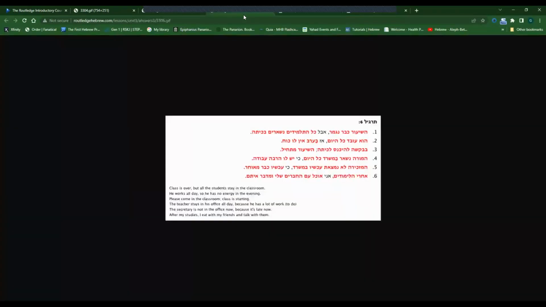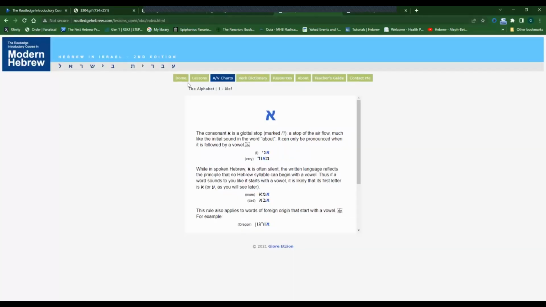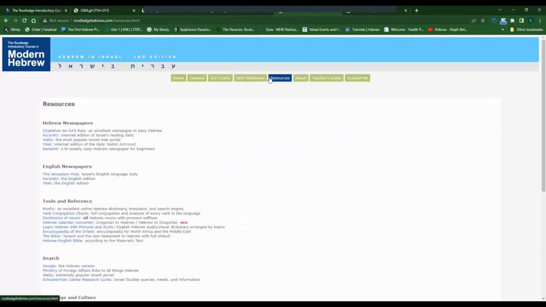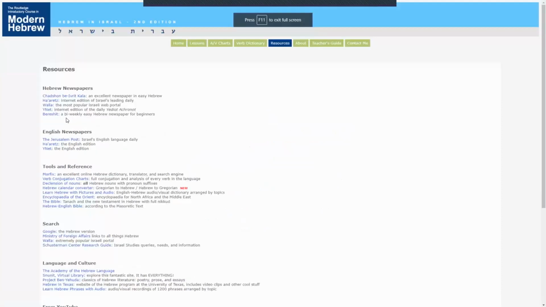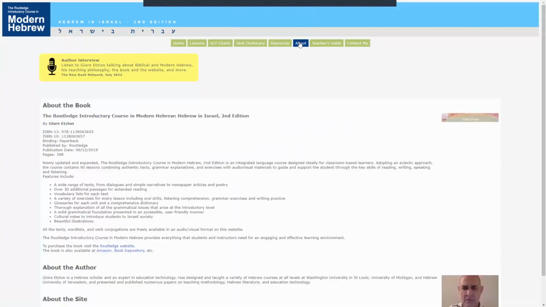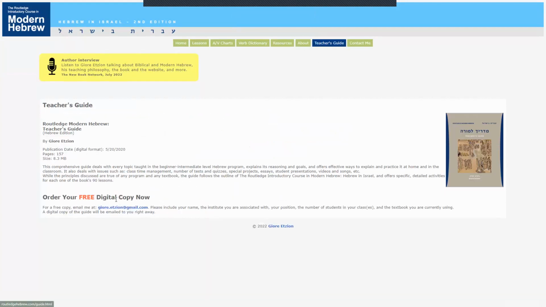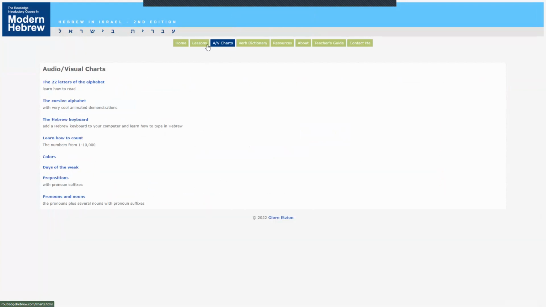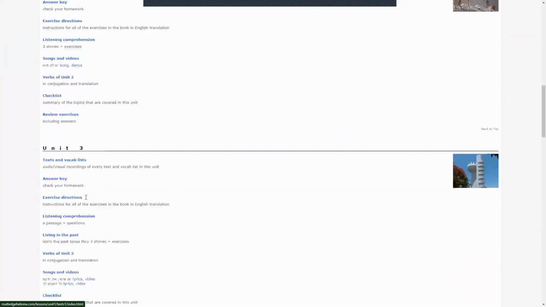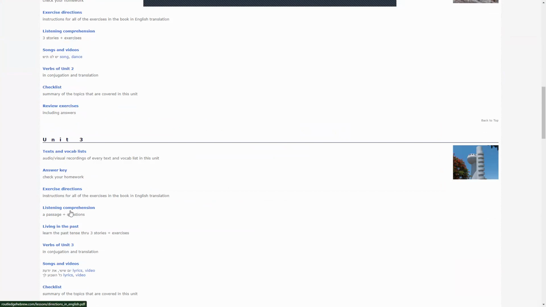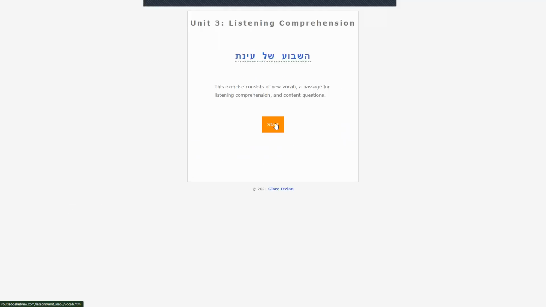Let's go back here. Okay, how about resources here? Let's check this one out. Okay, so you've got newspapers. You want to start reading newspapers? Look at that. Here's newspapers you can read. How about, let's go to about, we don't need that. Here's a teacher's guide. I guess you can get a free digital copy of the teacher's guide. But look at all of these things here. Now go to lessons here. We'll go down to Unit 3. You've got listening comprehension. Check this out.